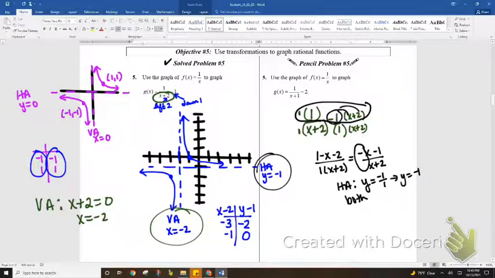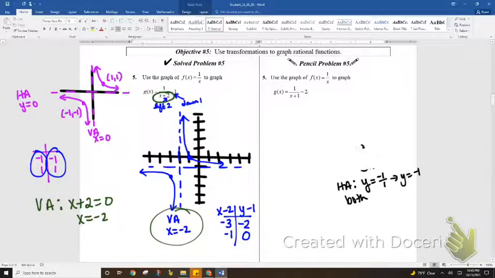So let's try 5. Pencil problem 5. Alright, so let me erase some of this, because I want to leave my information about my parent function up over there, the 1 over x. Alright, so just let me erase what I used that room for.